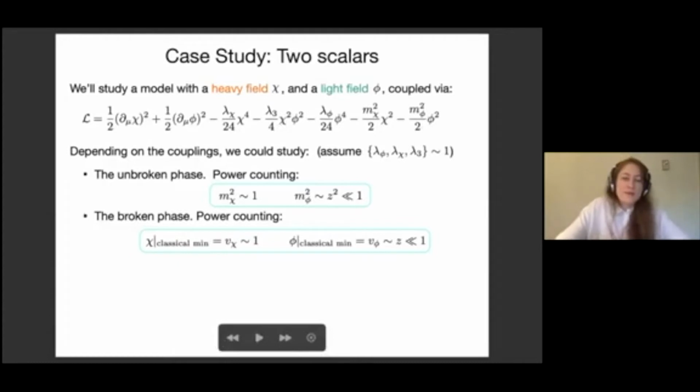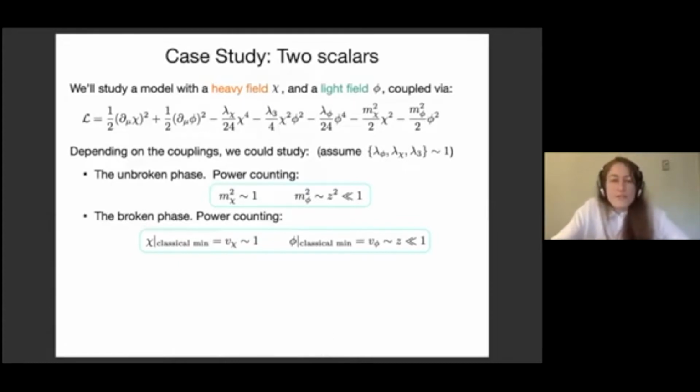And so depending on the parameters in this theory, you could be interested in different phases. So one thing you could look at is RG improving in the unbroken phase of this theory. So this would be a case where I'd be interested in RG improving near the classical vacuum at the origin, where both of these fields sit at the origin.